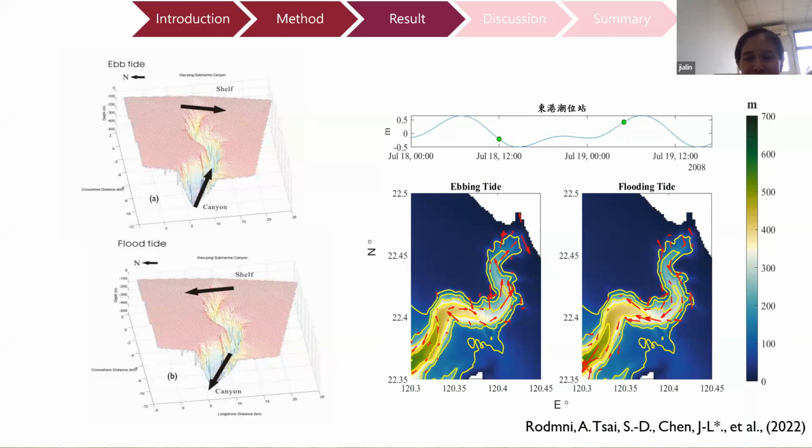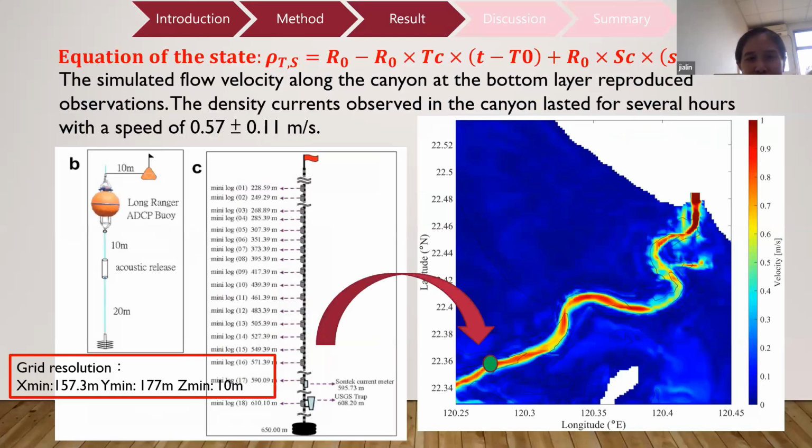After we understand what's going on in this location, we start to compare the velocity between the numerical model and observation. We have observations dating back to 2008 from Professor Liu, and we compared the velocity we simulated with them and got a nice comparison, around 0.57 meters per second.